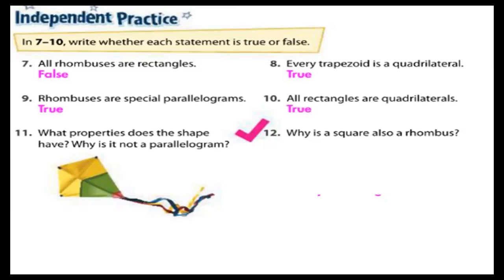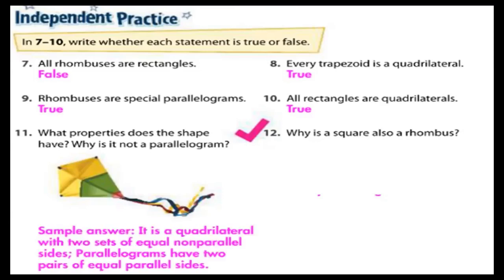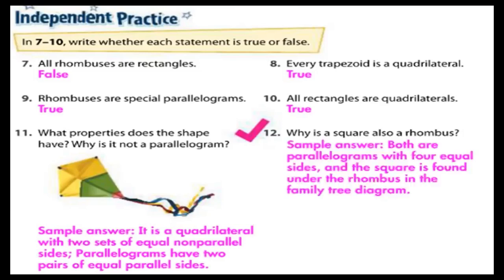True. Number 11. What properties does the shape have and why is it not a parallelogram? As you see, this shape is not a parallelogram and not a rhombus. It's a quadrilateral with two sets of equal non-parallel sides. And a parallelogram has two pairs of equal parallel sides. Okay, question number 12. Why is a square also a rhombus? Both are parallelograms with 4 equal sides and the square is found under the rhombus in the family tree diagram.